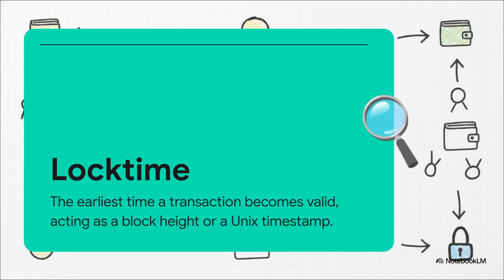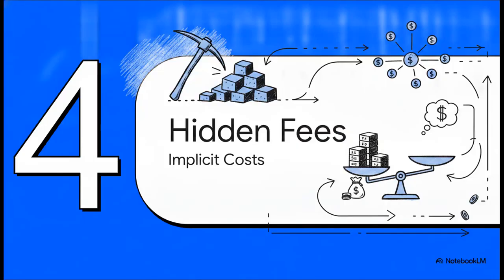Set it at or above 500 million, and it acts as a Unix timestamp, which is simply how computers track standard time. Part 4, the hidden transaction fees. Let's look at implicit costs and network security.